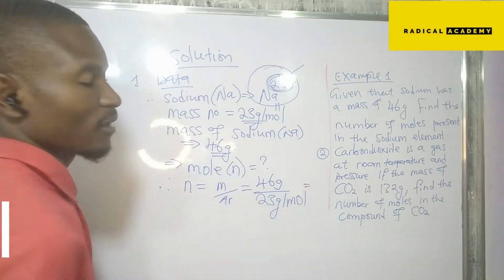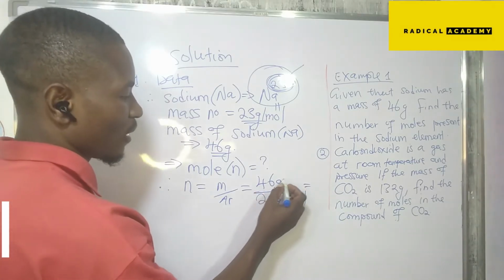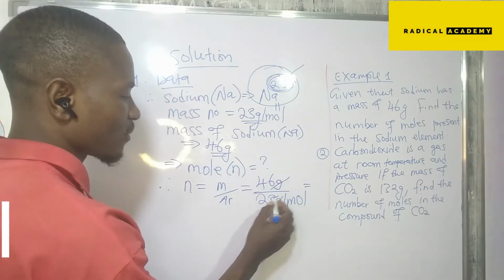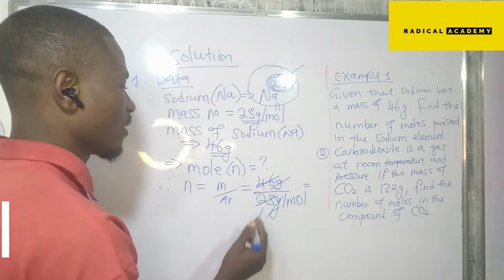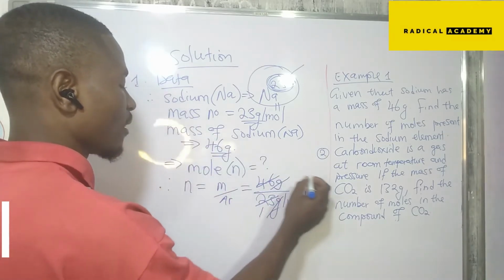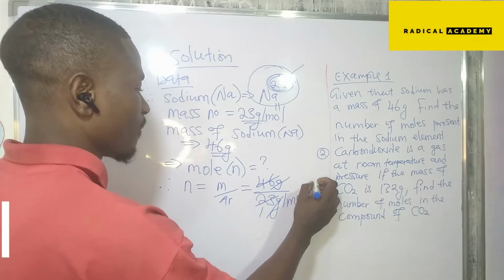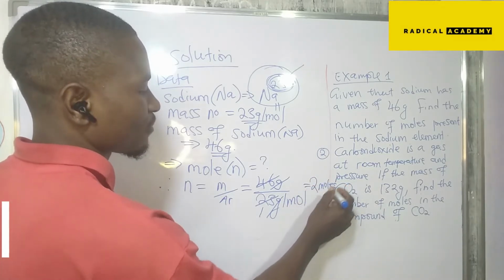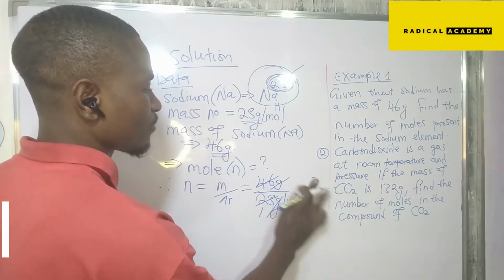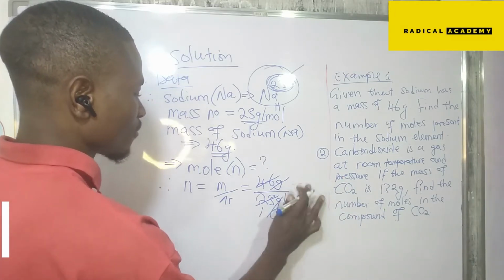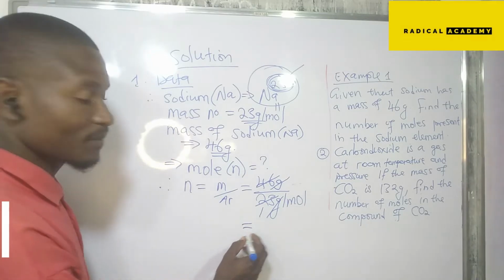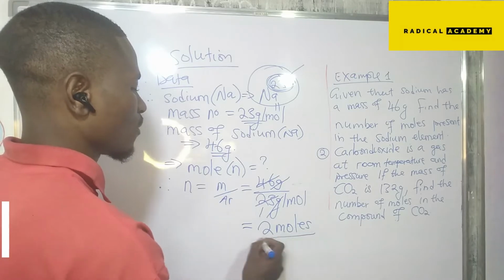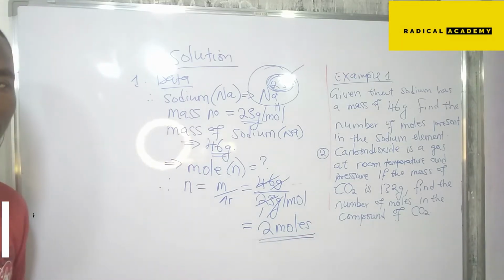And the gram will also cancel out. Then 23 there is 1, 23 there is I think 2, if I'm not mistaken. Yeah, so we have 2 moles. So the answer is 2. The answer is 2 moles.